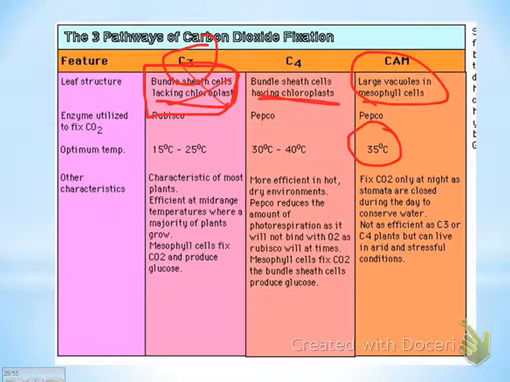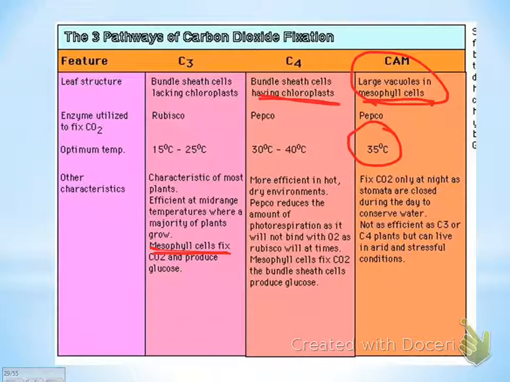And then C3, that's normal photosynthesis, what we've been talking about. And it happens in the mesophyll cells. Oh, right here it says mesophyll cells fix CO2. Oh, so, I'm sorry. Okay, let's look at this picture. This says bundle sheath cells lacking chloroplast. So this diagram isn't wrong. I just saw bundle sheath and assumed it was wrong. So C3 is mesophyll, CAM is mesophyll, C4 is in bundle sheath.